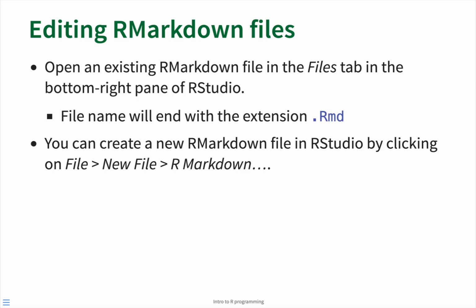If you have an existing R Markdown file, then you can navigate to the Files tab in the bottom right corner of RStudio and open it from there. Any R Markdown file will end with the file extension .rmd. If for some reason you need to create an entirely new R Markdown file in RStudio, you can go up to the File menu at the very top of RStudio, and in the drop-down, click New File, and then R Markdown.